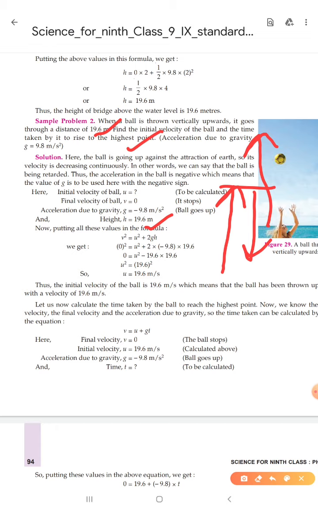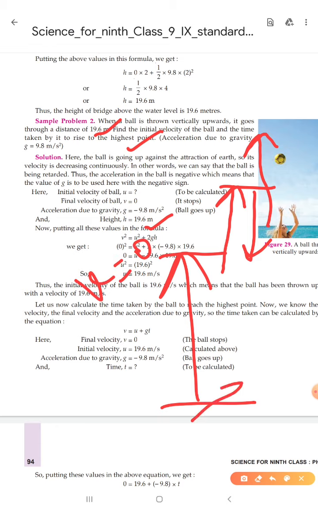When we throw any ball vertically upwards, then after some time it returns. When it reaches its highest point, at the highest point its velocity becomes zero. So when we are throwing a ball vertically upwards, at this point its velocity will become zero. Okay, so the final velocity is zero, and the initial velocity of this one we have to find out, and we are also given the value of g, which is 9.8 meter per second square.